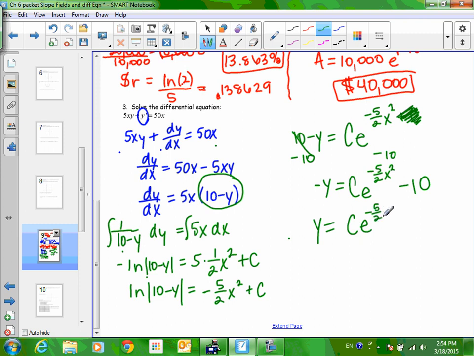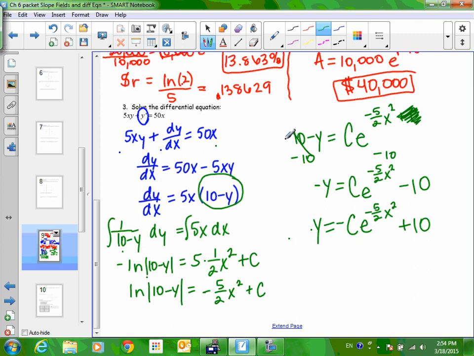Do I have to write negative c, e? No, because c is just a number. c is just a number. You do have to change that minus 10 to a plus 10, because 10 is not just some number. It is 10. If you wrote a negative here, it's not wrong.